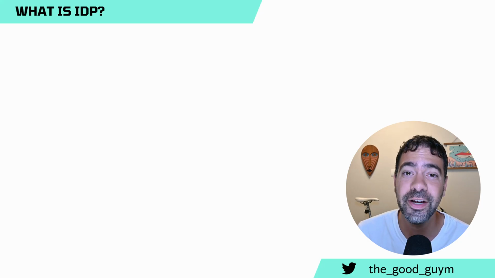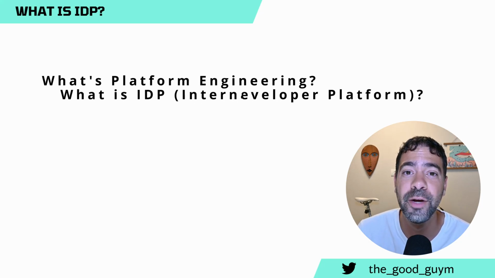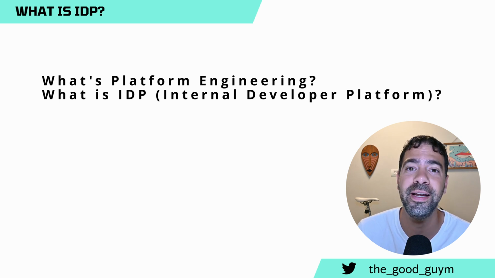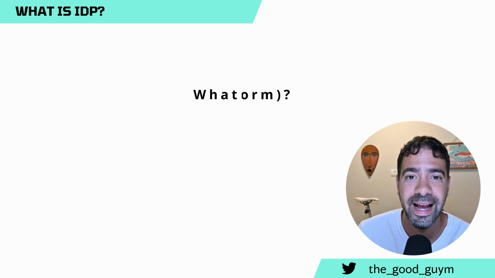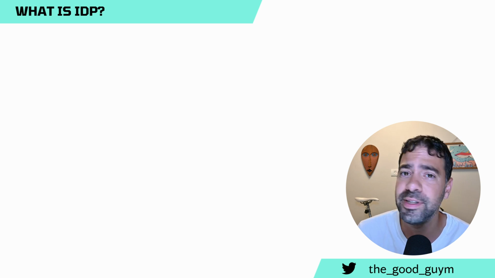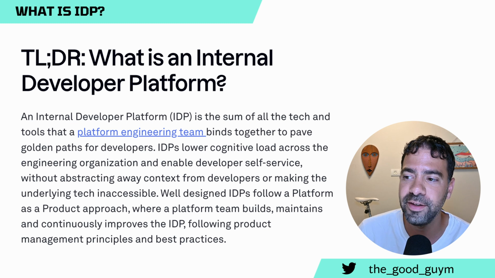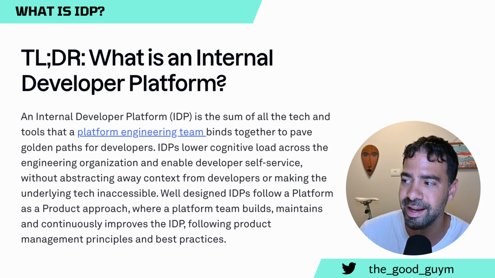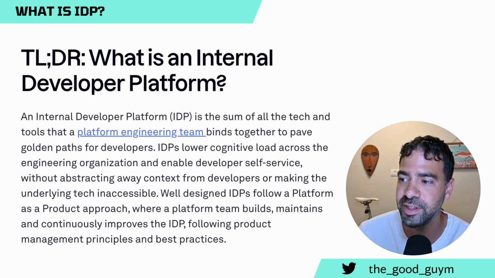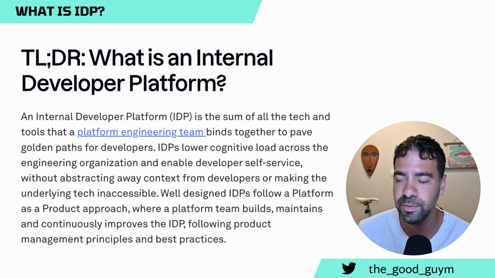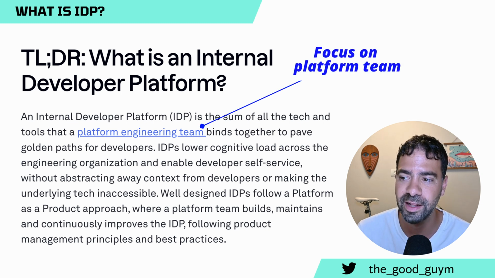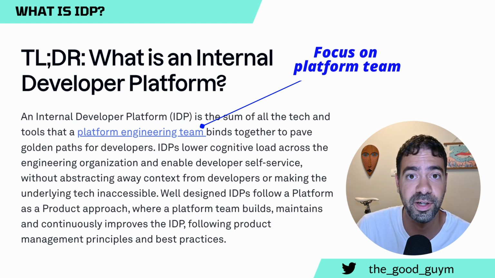Let's start from the beginning on what is platform engineering and what is IDP, or internal developer platform. And for that, let's take a look at two different definitions. The first one is from Humanitec. What they defined as an internal developer platform is the sum of all tech and tools that a platform engineering team binds together to pave the golden path for developers. It means that the internal developer platform is whatever the platform engineering team binds together for developer efficiency.